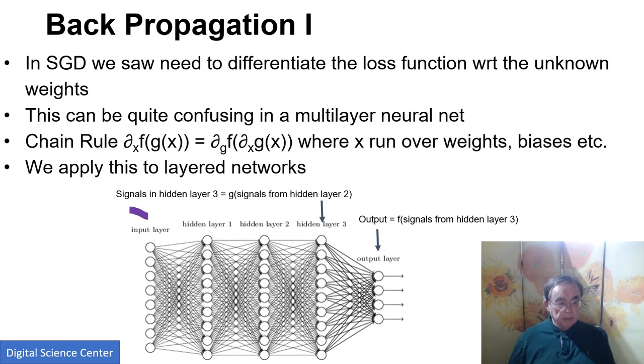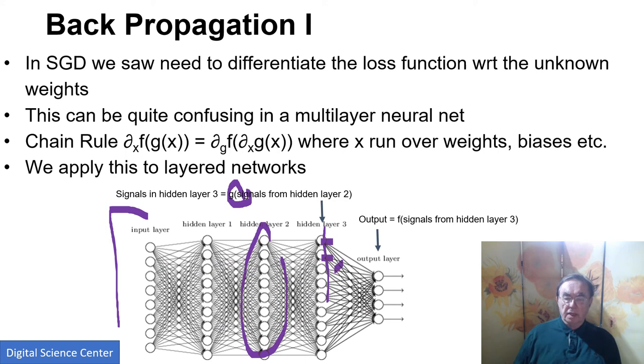Okay, here we have a typical neural net, and it's a set of layers. If we look at, say, this layer here, the signals here with the X's in these neurons, which are going to be multiplied by these weights later on, are a function, which here I call G, of the signals from layer 2, and so on. Layer 2 is a function of layer 1, and the output layer is another different function, depending on the activation you have there, from layer 3, the hidden layer. So this is a function of a function of a function of a function.